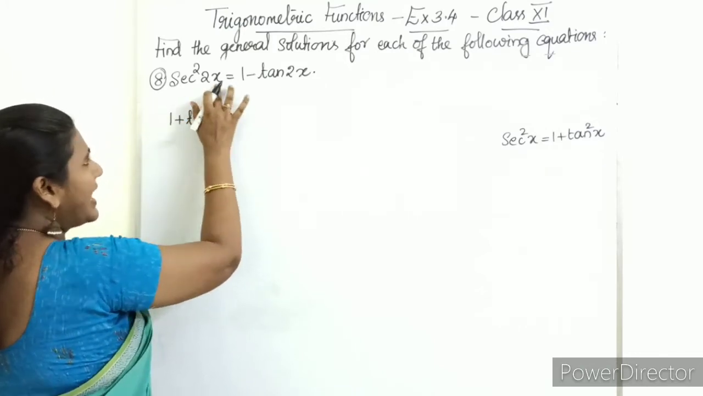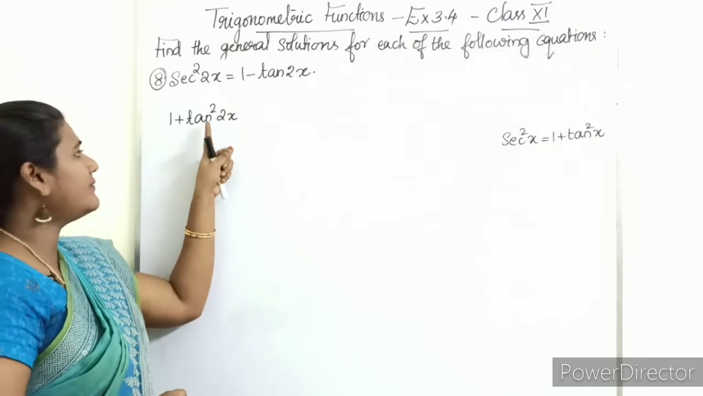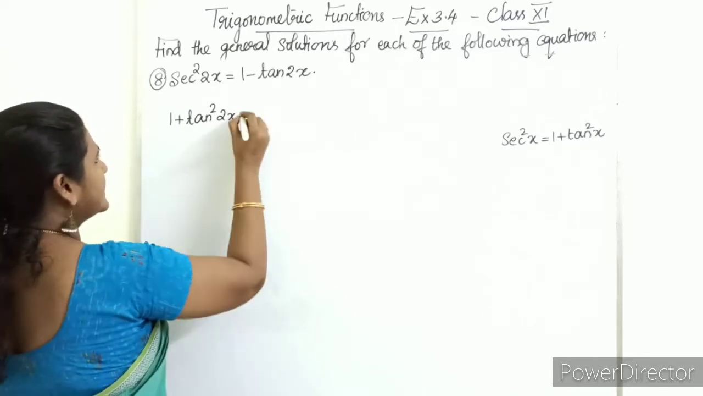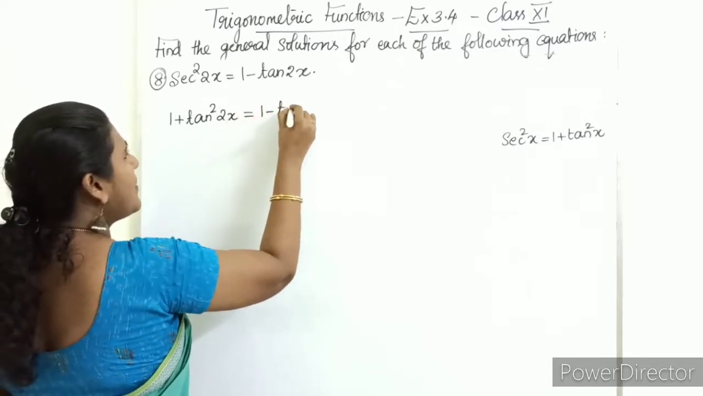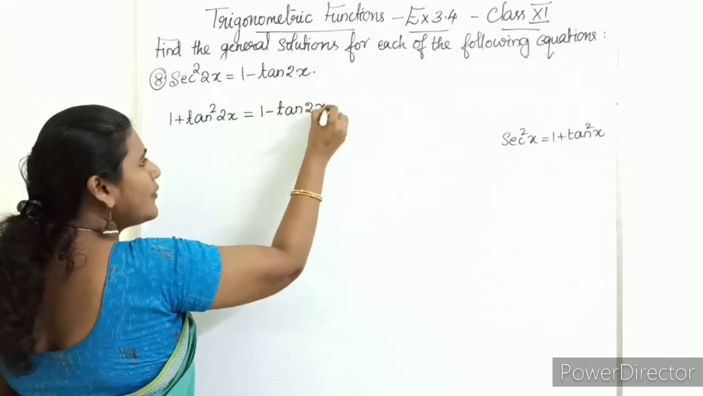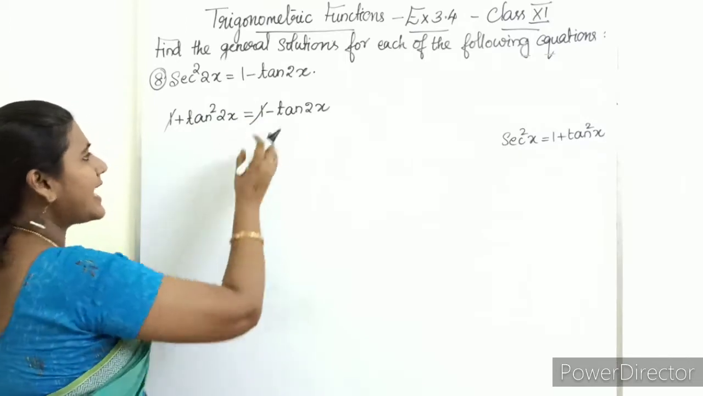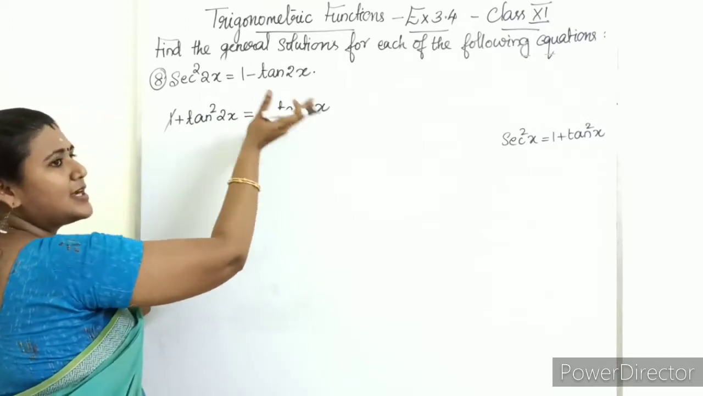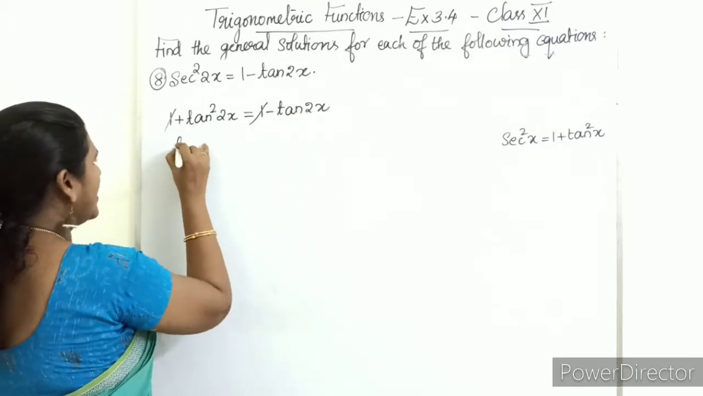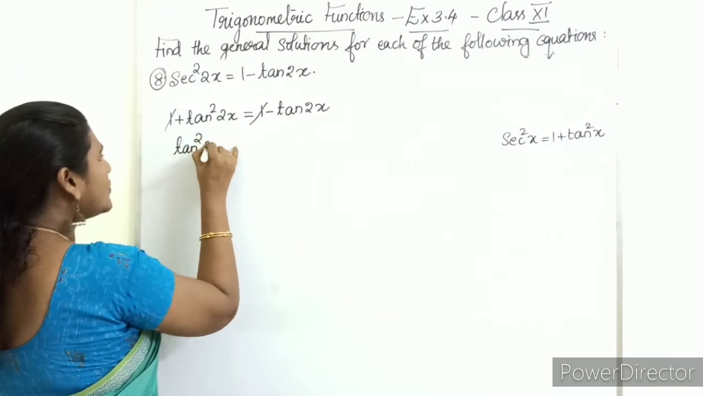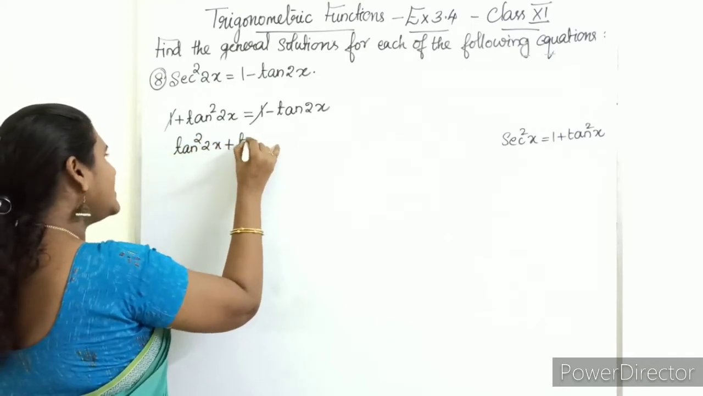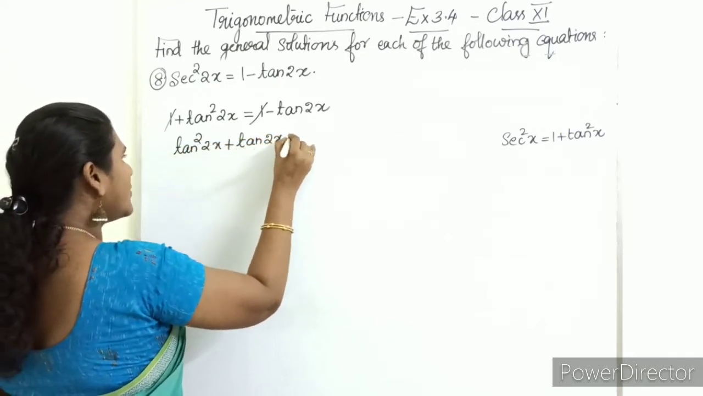Here we have angle 2x, so we will write tan square 2x, which is equal to 1 minus tan 2x. Now we will simplify this. The 1 and 1 will get cancelled, and we will take this minus tan 2x to the left side. So tan square 2x plus tan 2x is equal to 0.